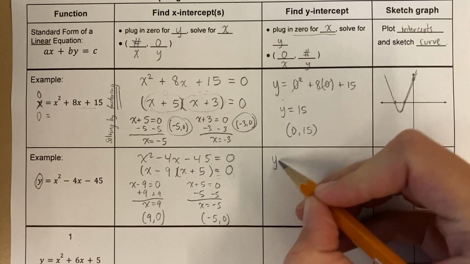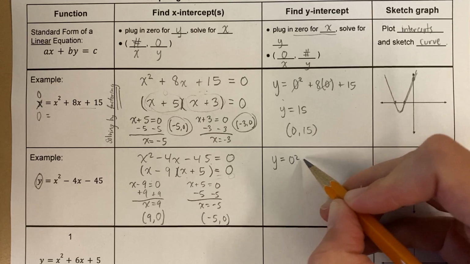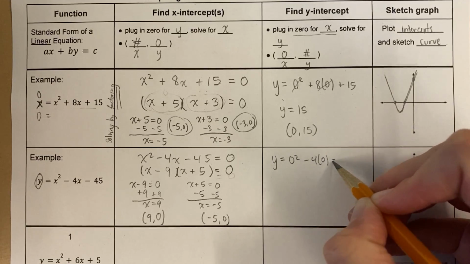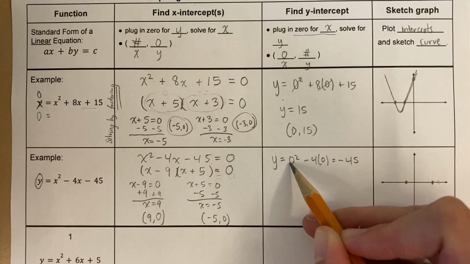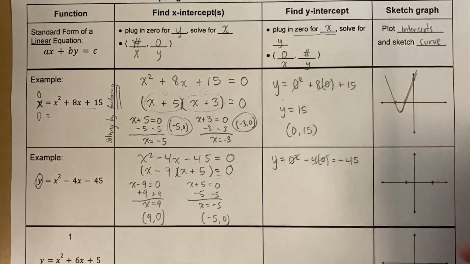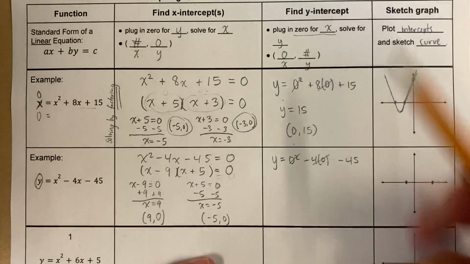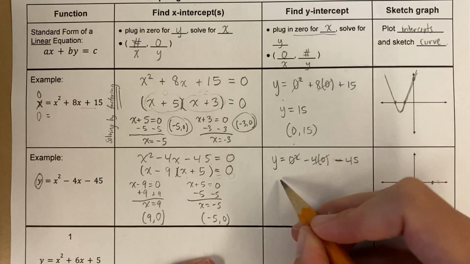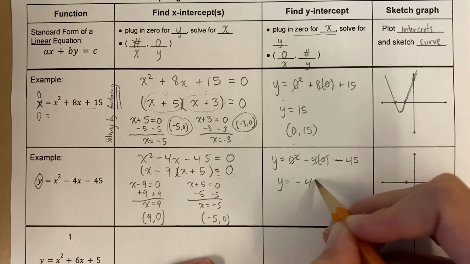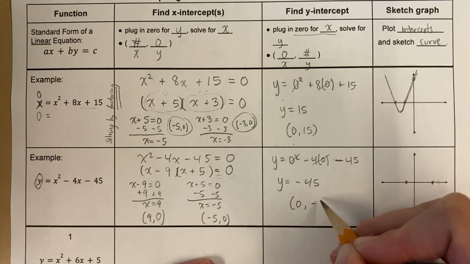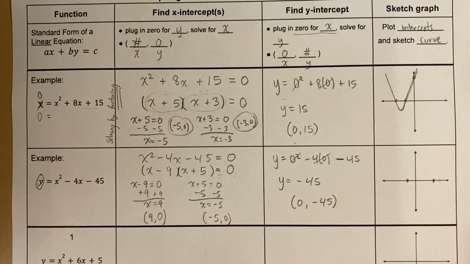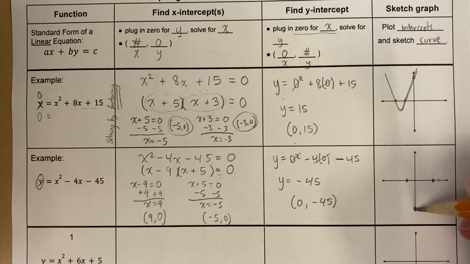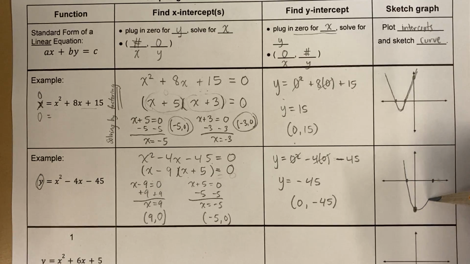Now, what is my y-intercept? I'm plugging in 0 for x. And you might notice there's a little bit of a shortcut here, right? 0 squared is 0. 4 times 0 is 0. Oops, sorry, there shouldn't be an equal sign there. That's silly. Okay, so what does y equal? It equals negative 45. So that means my y-intercept is 0, negative 45. And that y-intercept is way, way down here, right? It's already all the way down here at negative 45, probably even lower. If this is 9, 45 is going to be a little farther. But that's okay. We're just sketching for right now.